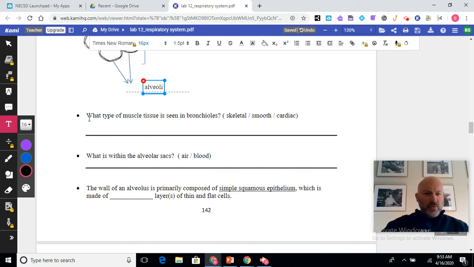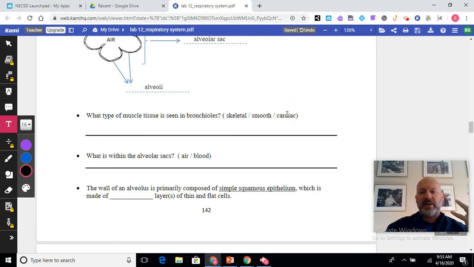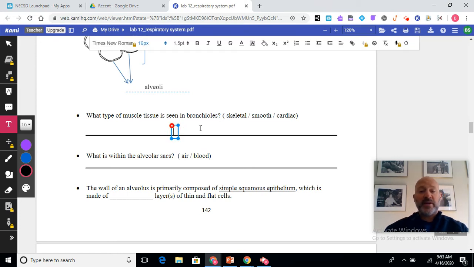All right, so okay, what type of muscle tissue is seen in the bronchi? Well, we're not in the heart, so we could eliminate cardiac muscle. We can't control these muscles inside of our lungs like we can the muscles that are attached to our bones. So we're going to eliminate skeletal muscles. So the only ones that really apply here are smooth muscles.